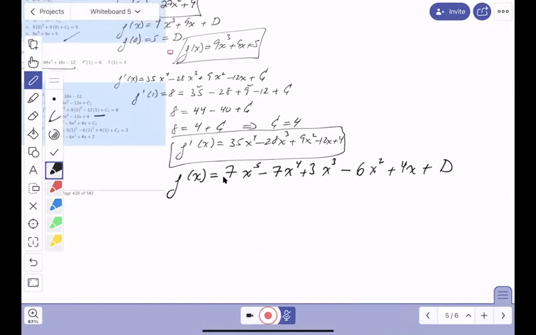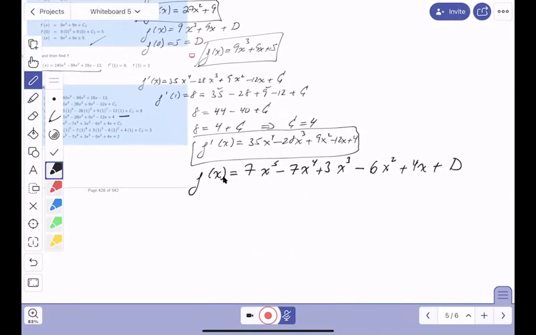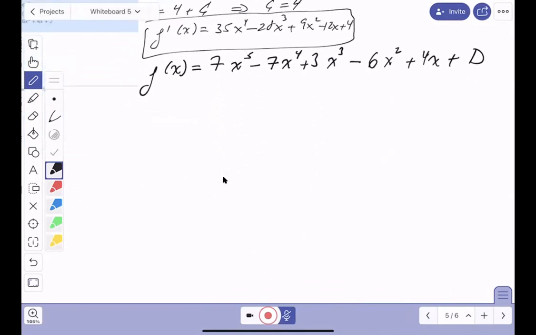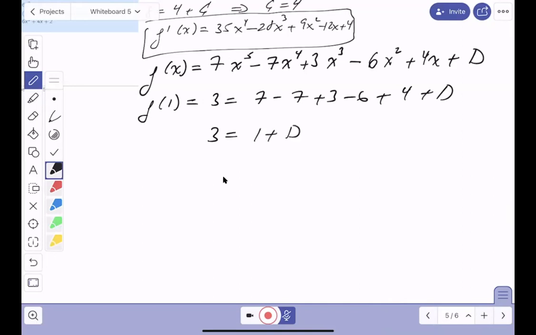And I say it looks okay. I'm not saying I've got it right. And f of 1 is 3. I'll put this over here. 7 minus 7 plus 3 minus 6 plus 4 plus d. Let's see if we can do this. 7 minus 7, 0. 3 minus 6 is minus 3. Minus 3 plus 4 is 1. 1 plus d. And d would equal 2 then, right? Let's write this down. We'll check our answer again.